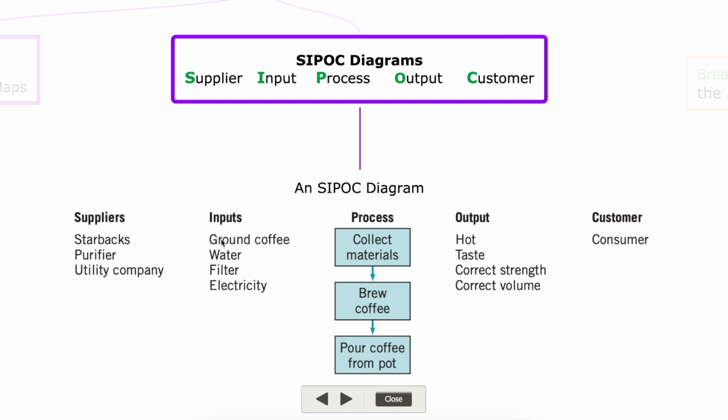And these inputs are used in this process in which we collect materials, brew the coffee, and pour the coffee from the pot, and the output that we get is a cup of coffee which is hot and right in taste. It has correct strength, correct volume of the cup, meaning how many ounces the customer ordered, and then this product is delivered to the consumer. Okay, this is an example of a SIPOC diagram for the process of coffee.